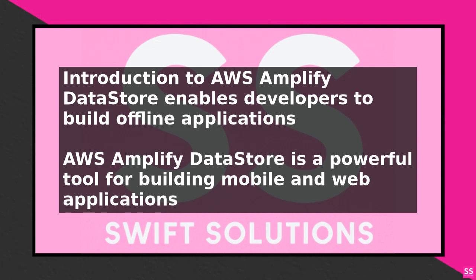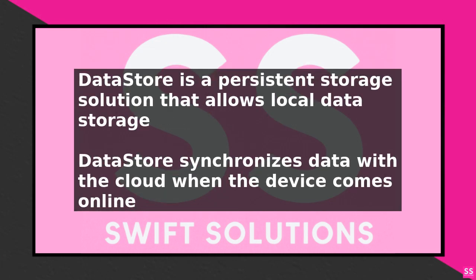Setting up DataStore. To get started with DataStore, you need to install the AWS Amplify CLI and initialize a new Amplify project. Then, you can install the DataStore package and configure it to work with your application. This involves setting up a data model, which defines the structure of the data that will be stored in DataStore.